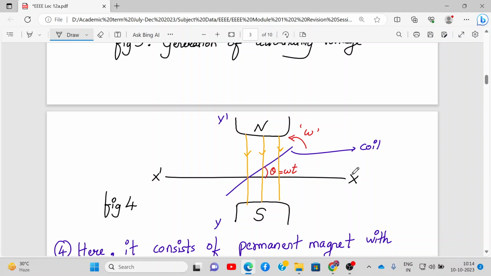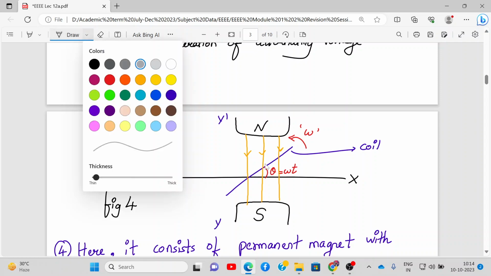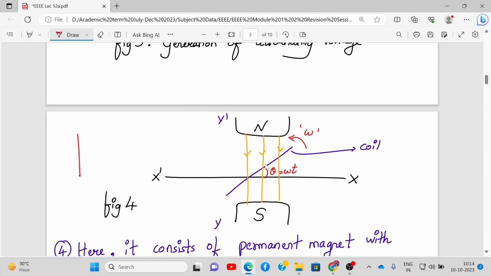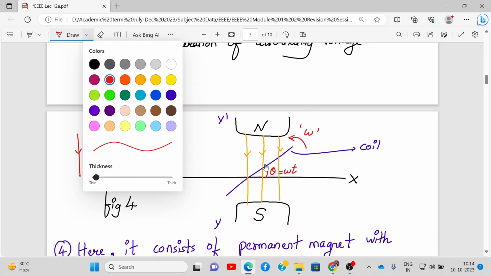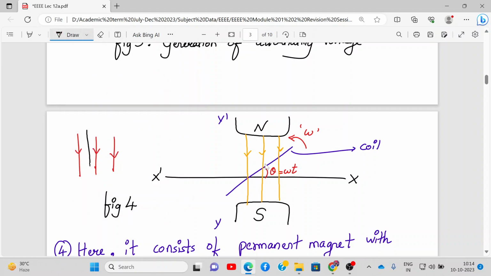Let phi m be the maximum flux cut in the coil when its axis coincides with x dash axis. When the coil is moving along y dash, that is parallel to the lines of flux, the flux linkage within it is zero. If these are my magnetic lines of flux and my coil is also oriented in parallel with it, then the magnetic flux linkage will be zero. So here phi will be zero.